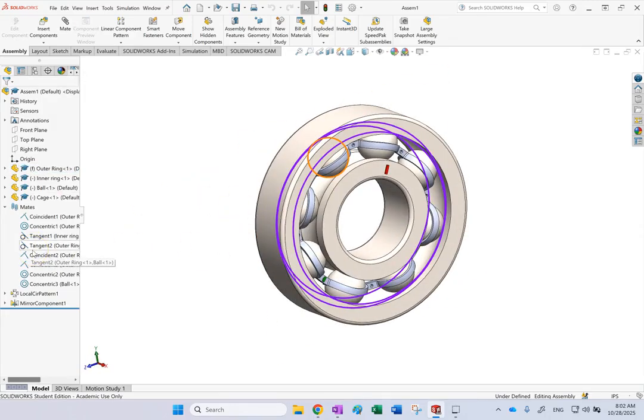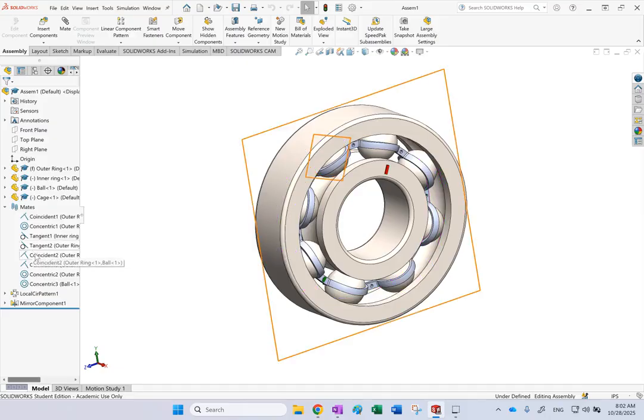Then I have a coincident here. This coincident is between the midplane of the ball and the midplane of the outer ring. This stops the ball from spinning in the other two directions. So right now, the only thing the ball does is spin about the x-axis, not about y or z, by applying this plane constraint.